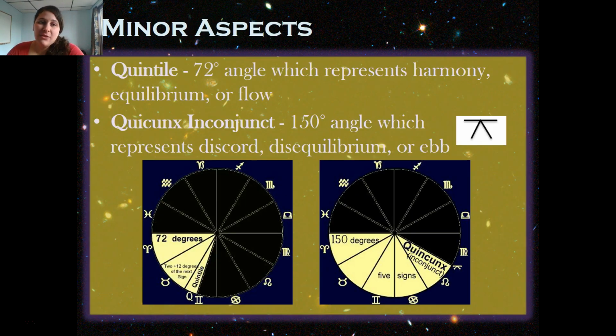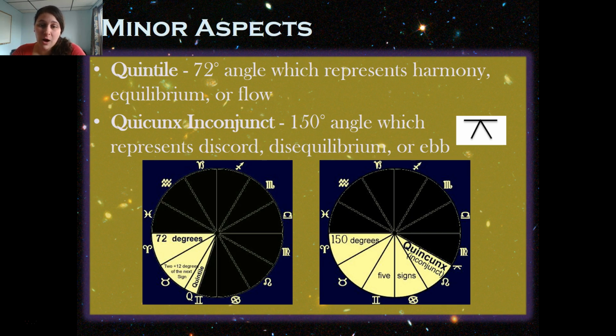Okay. Then there's some minor aspects worth mentioning. Quintile, that's the 72-degree angle that represents harmony, equilibrium, or flow. So that is an example of one where you need to have the degrees fairly accurate, because if you're off by so many degrees, then it's closer to a square or something. And then the quincunx, I can never pronounce this. Quincunx, inconjunct. Say that 5 times fast. That's a 150-degree angle, and that represents discord or disequilibrium or ebb.